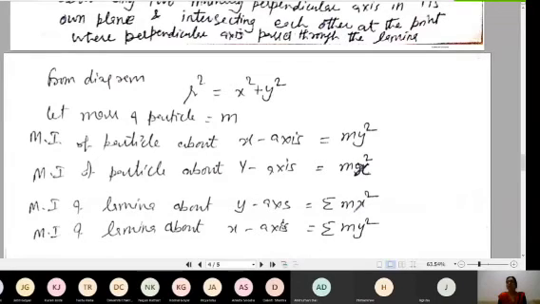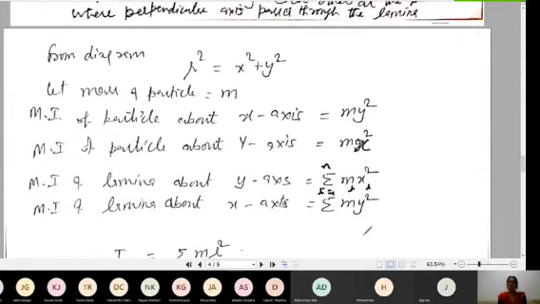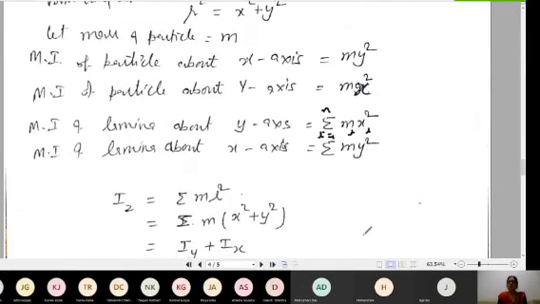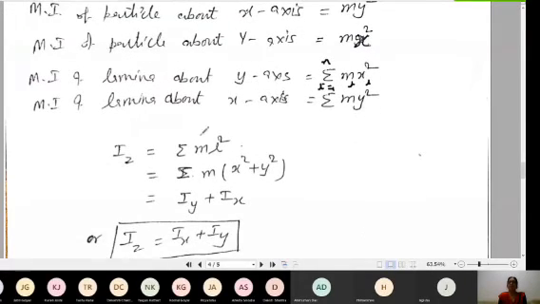Of course, to be more accurate, I can write it as the summation of mi xi², where i varies from 1 to n. Similarly, you can write it for the moment of inertia of the lamina about the x-axis, taking the limits i equals 1 to n. So if I replace the value of r, that is equal to x² plus y².